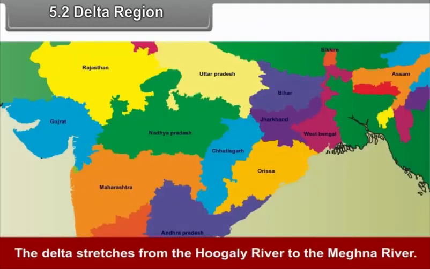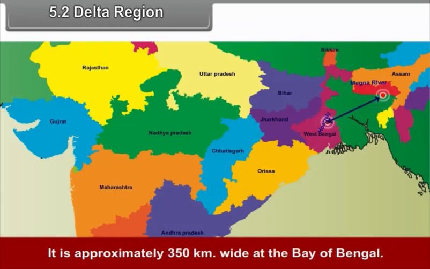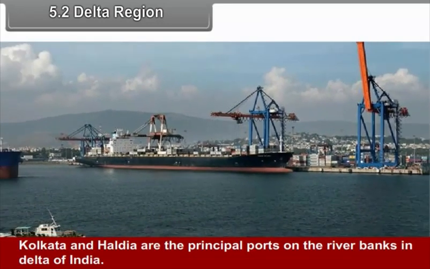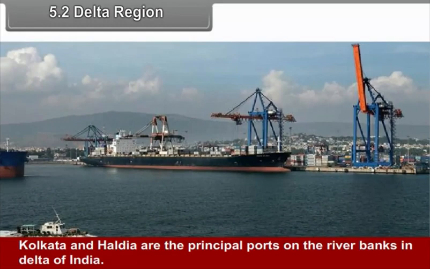The delta stretches from the Hooghly River to the Meghna River. It is approximately 350 kilometers wide at the Bay of Bengal. Kolkata and Haldia are the principal ports on the river banks in the delta of India.